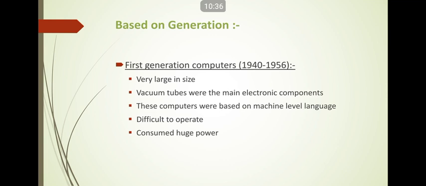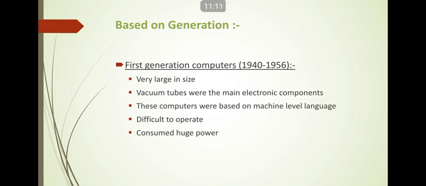Now, generation means computers are categorized into different generations according to the time, in which time slot, what were the features of that computer, which type of computers were used. These things categorize them under different generations. So the first generation computer came into existence during 1940 to 1956. What was the duration? 1940 to 1956.